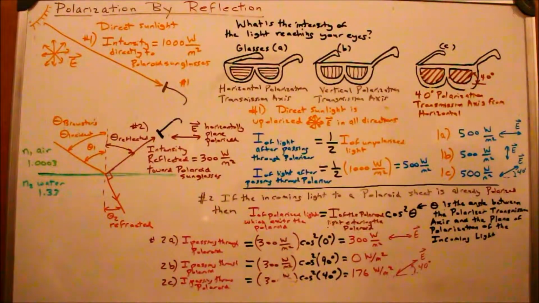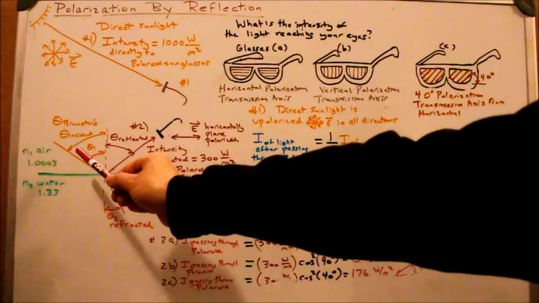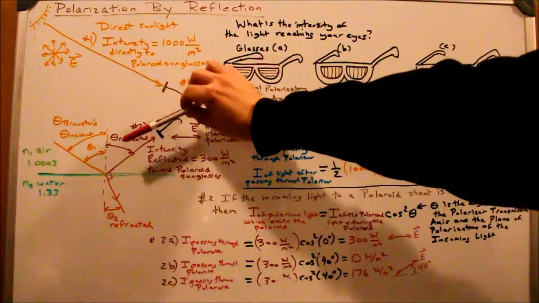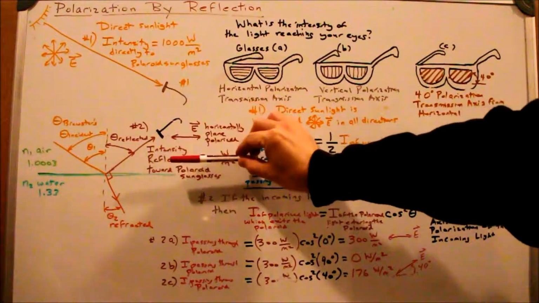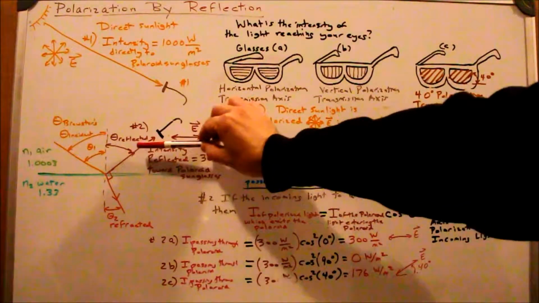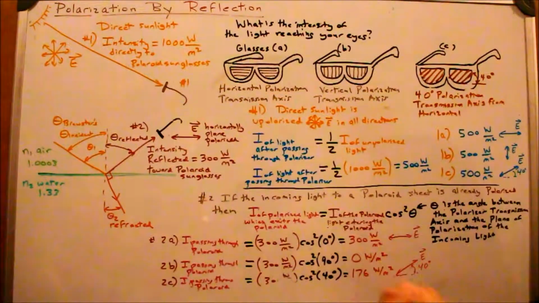For 2, only because I have the incident light coming at the Brewster's angle, the reflected light will be 100% plane polarized. So therefore it's already horizontal. So this reflected light is plane polarized horizontal.